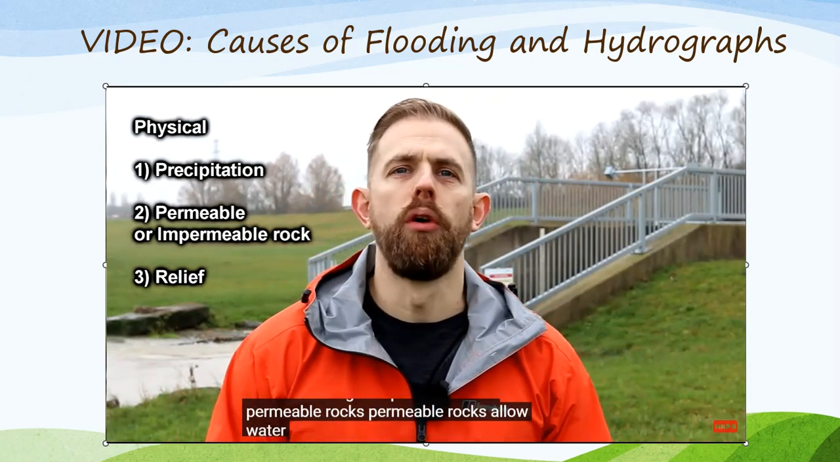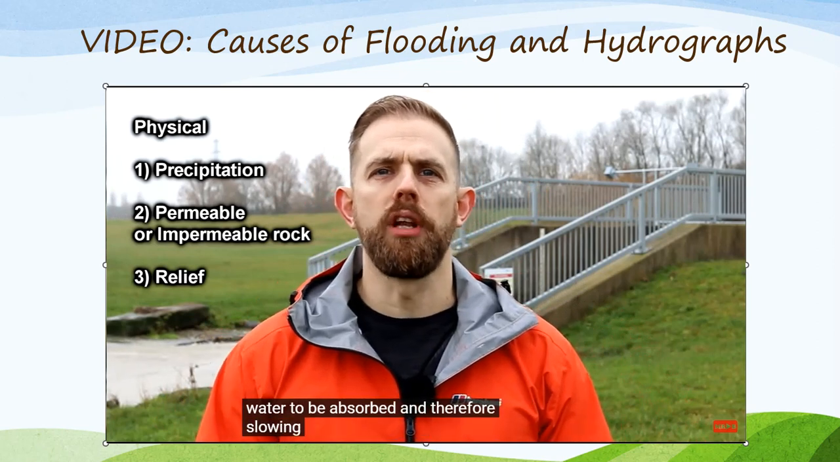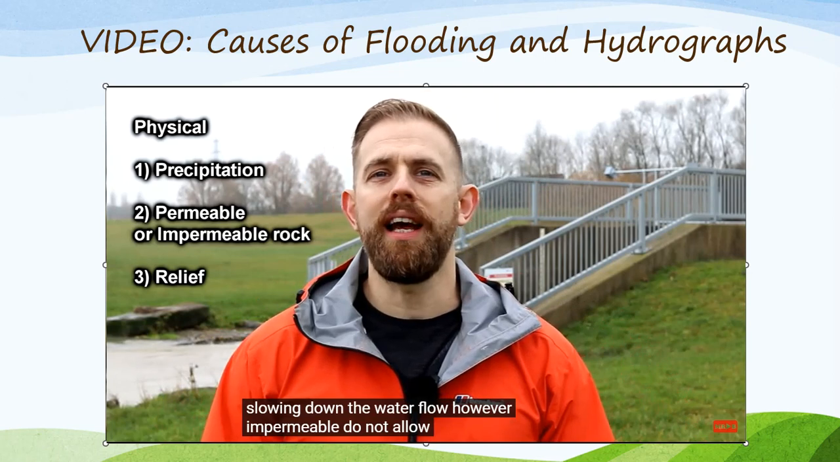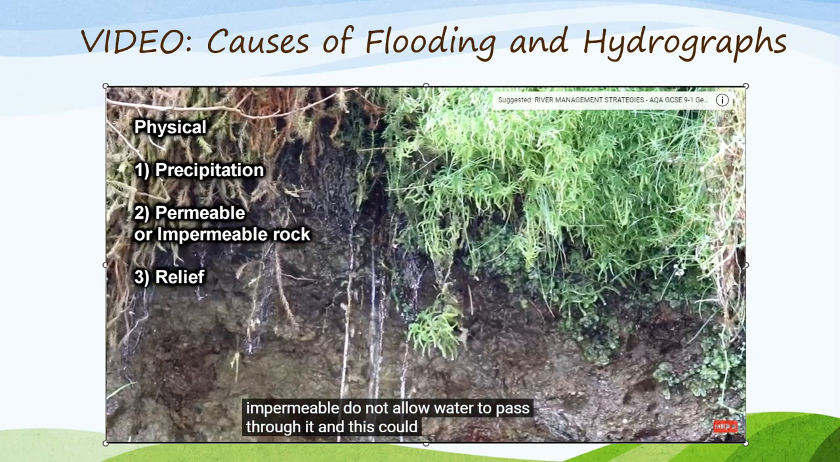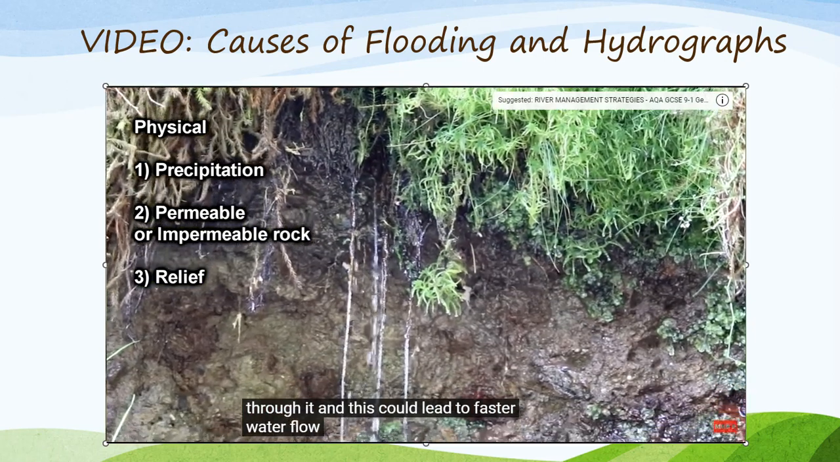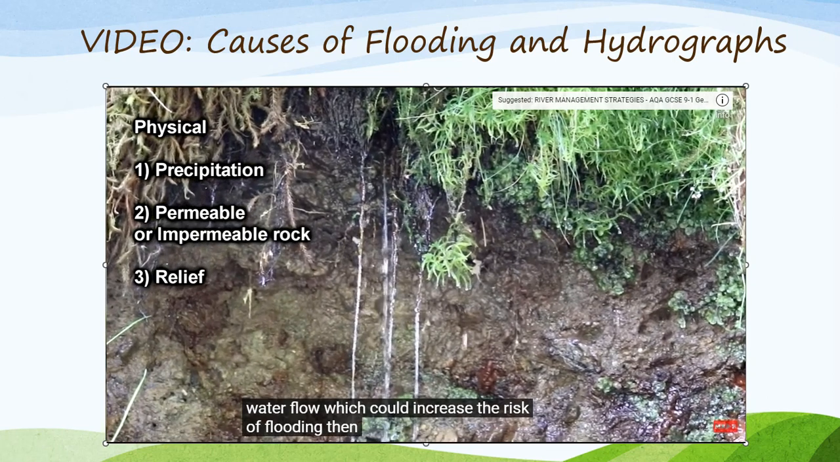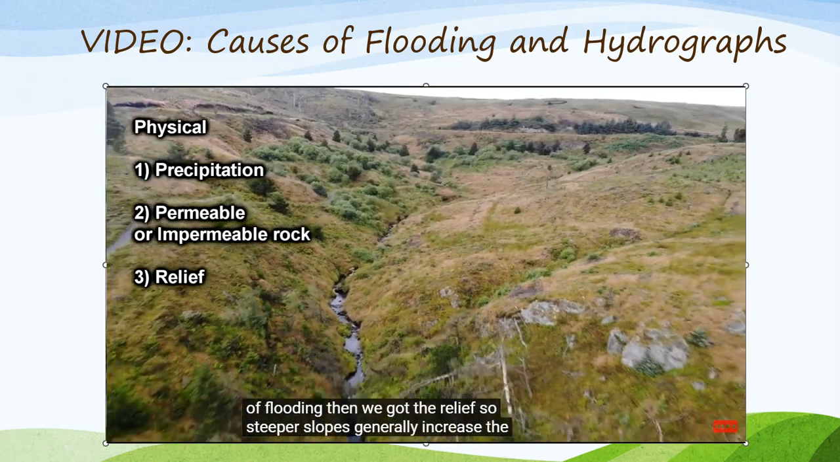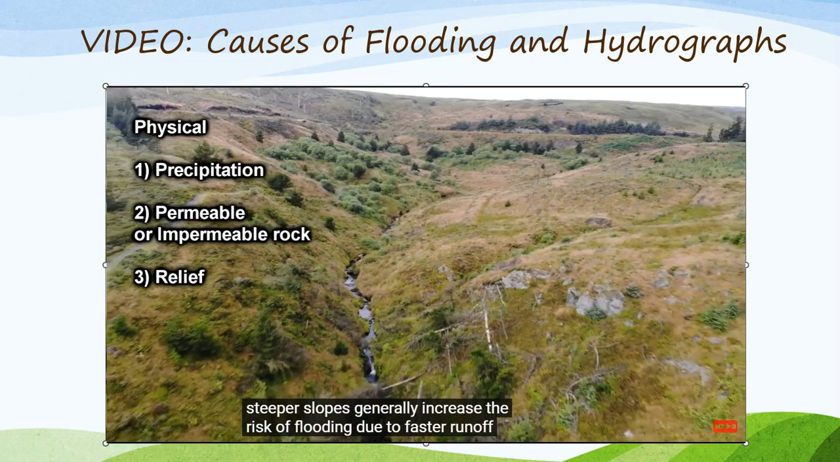Permeable rocks allow water to be absorbed and therefore slow down the water flow. However, impermeable rocks do not allow water to pass through, and this could lead to faster water flow, which could increase the risk of flooding. Then we've got the relief, so steeper slopes generally increase the risk of flooding due to faster runoff.